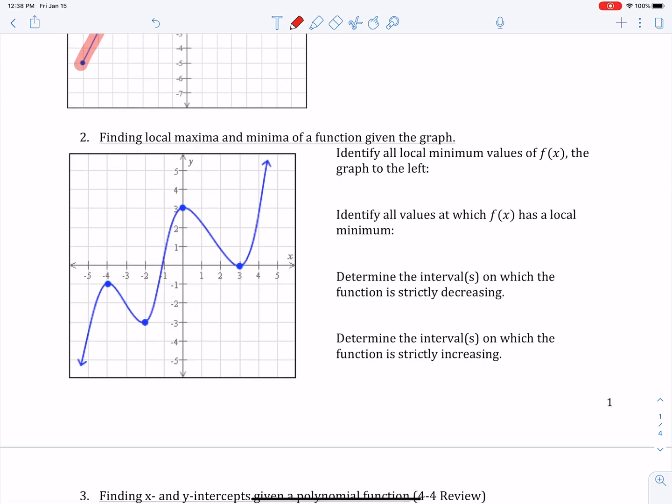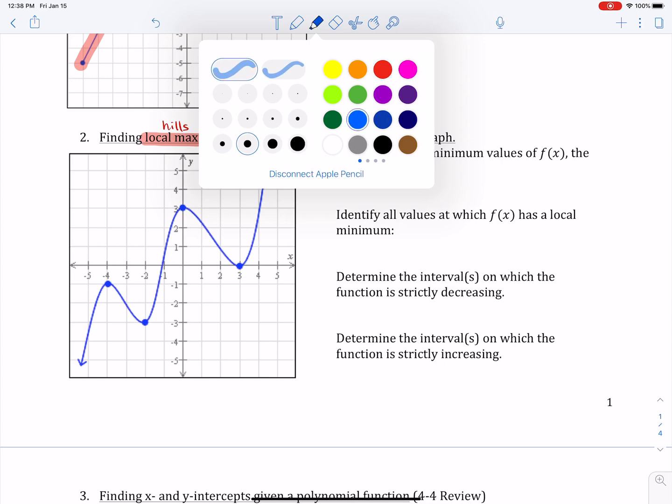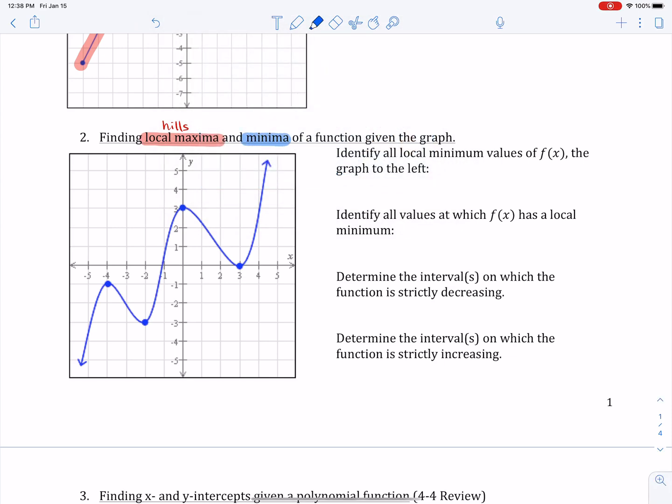Finding local maxima and minima of a function given the graph. There we go. We have seen our local maxima and minima before. This is where you saw the words of and at. If you remember correctly, I had you remember what the word of represented and what the word at represented. But if you need a refresher, what we classified as local maxima represented my hills, or mountains. And the local minima were the valleys.